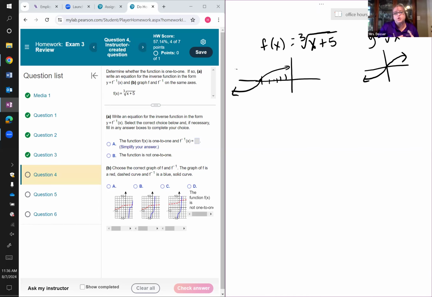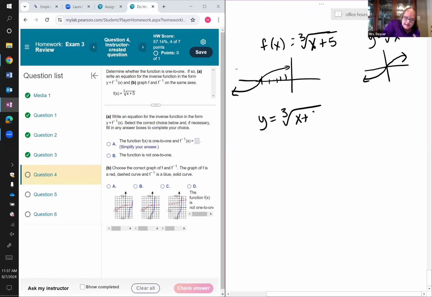Part A asks us to determine the inverse function. Well, the main idea with inverse functions is that we're switching the input and the output. We're switching the x and the y. And so that helps us determine our inverse functions. So first off, just rewriting f of x as y: y is equal to the cube root of x plus 5.